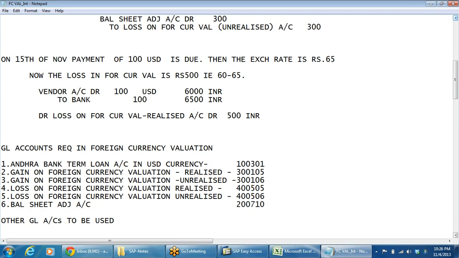So how that is going to be recorded by the system is: vendor account debtor, it takes only 6,000, bank 6,500, and loss. This is realized, because now we are actually making the payment, so this loss will be booked to the P&L account. This will not be reversed again, right? So this is the scenario. We need to see how the system is going to take this.